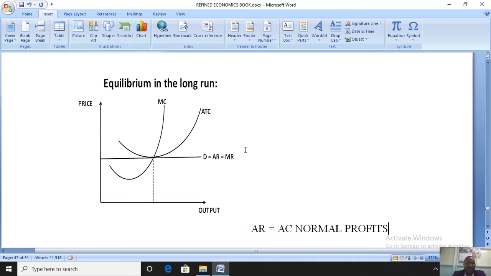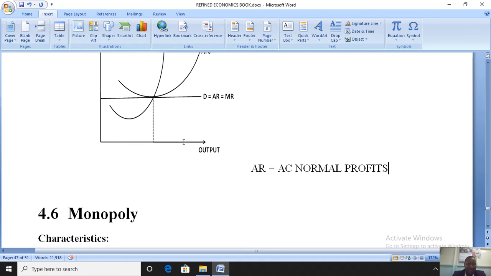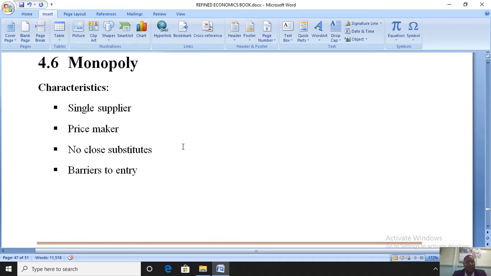If you come to the long run graph, you see that technical efficiency level is reached right at the point where the firm is maximizing its profits, and the allocative efficiency is reached at that point. So that's about the perfectly competitive market structure. Let's move on to monopoly.